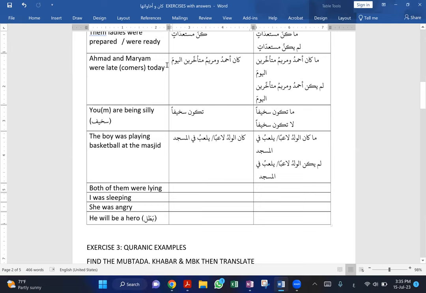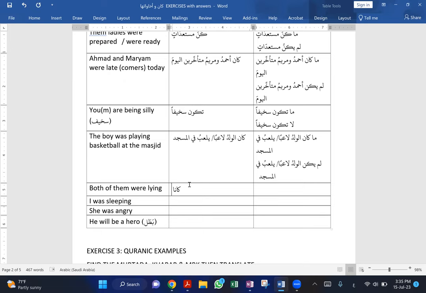Any ideas? Kana. Sorry, your voice is really low. I can't make it out. Oh, it's lying. I've been reading it playing. I don't know why. Sorry. Lying. Yes. So you can use the isim fa'il here. Or you can even imply the meaning of used to by using the mudari'. So kana. What is the isim fa'il?